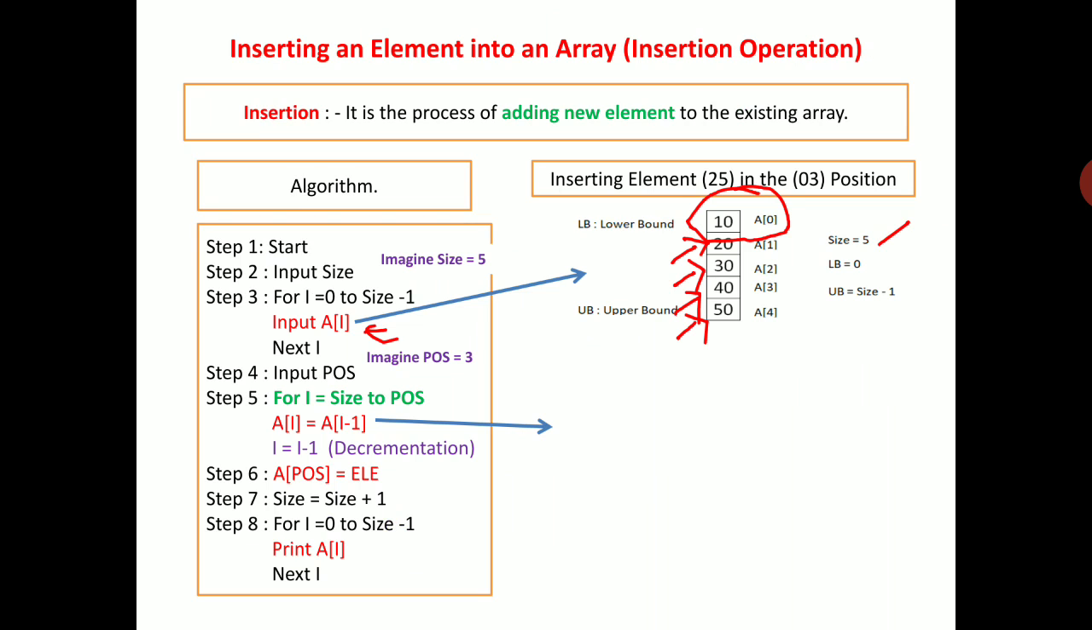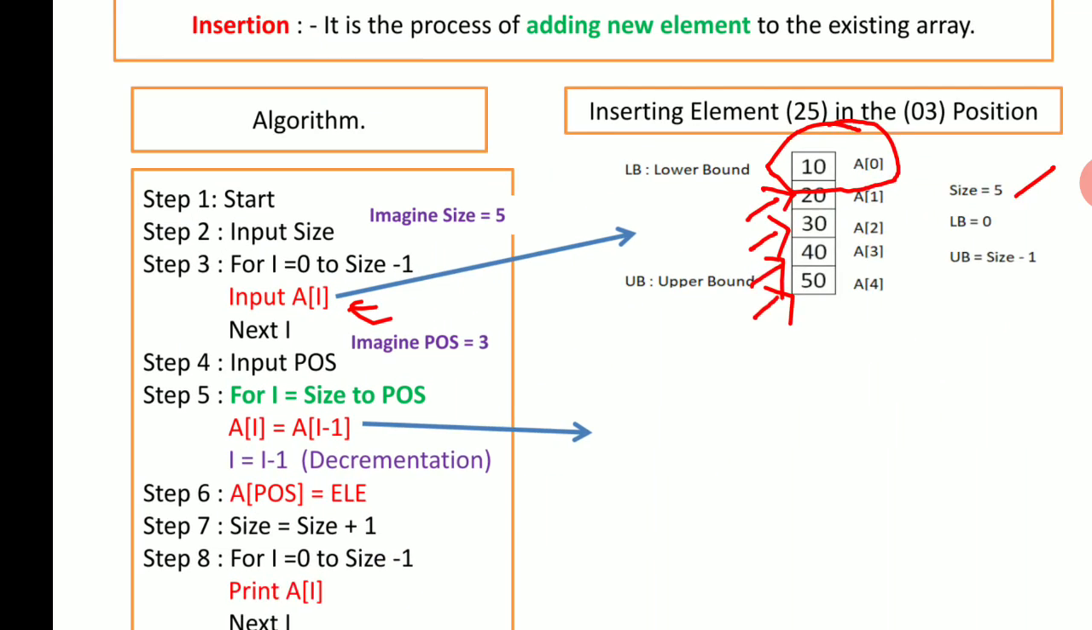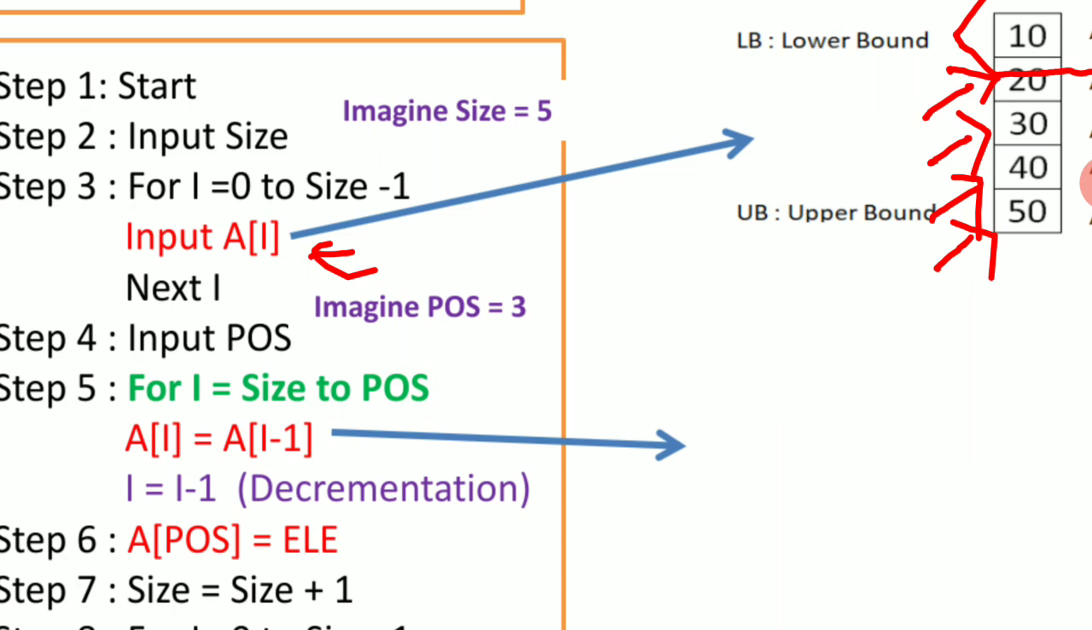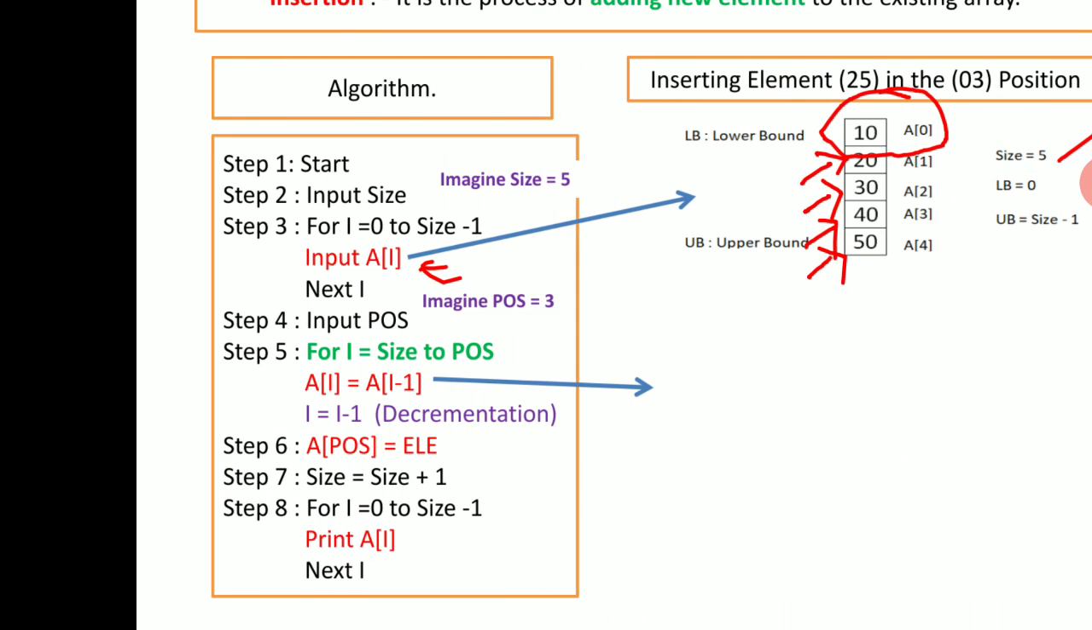What are we trying to do here? We are trying to input a position, and I have given here, imagine position equal to 3. We are trying to insert a new element at the third position. The third position means the first position is 0, the second position is 1 and the third position is 2. Because the user gives the position value as 3, we have to reduce it by 1, because the lower bound starts from 0.